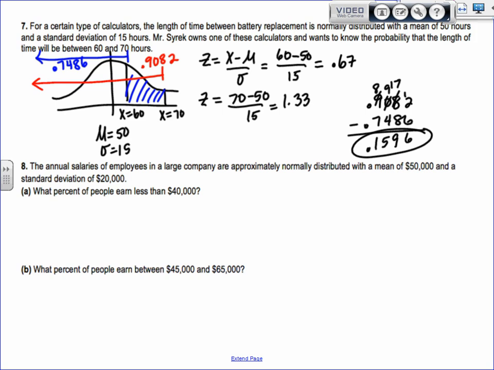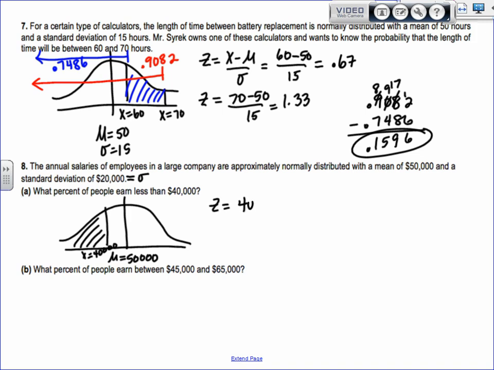Okay. All right, number 8, the annual salaries of employees in a large company are approximately normally distributed with a mean of 50,000 and a standard deviation of 20,000. That's my sigma. What percent of people earn less than 40,000? Okay, so I change it to a z-score. So I have z equals x minus mu, lots of zeros, all over the standard deviation. You could chop off those zeros, but you'd have to be consistent on all of them.